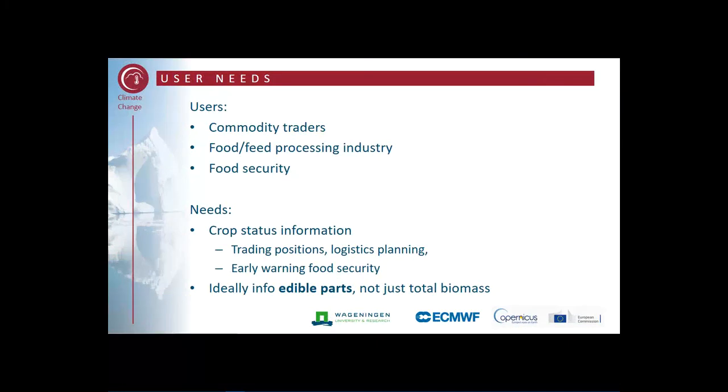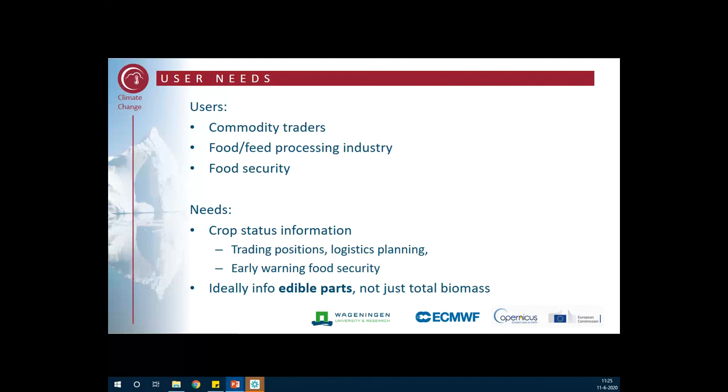So here the need very much was for people like commodity traders or the food or feed processing industry, as soybean is of course not only used for food but also a lot for feed for animals. And then, in this case a little bit less, also for food security purposes. And what is really needed is crop status information. And as I said already before, not just the total biomass, but also the edible parts, which generally are only the seeds. That is what is more relevant than the total biomass in general.